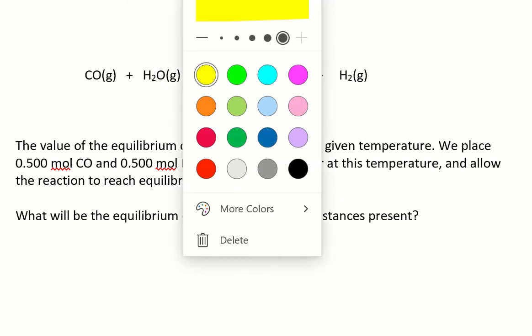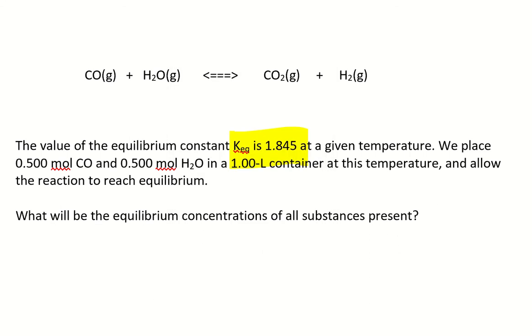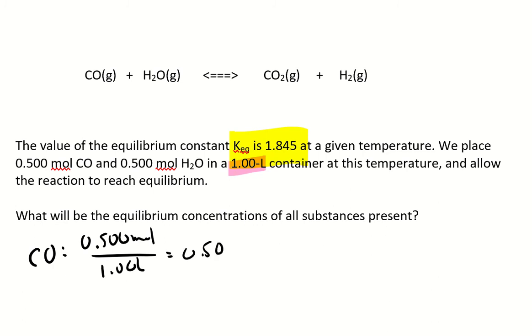The first thing I'd like to do here is figure out what our concentrations are. And it's given us that we're in a 1 liter container, which makes it really convenient because that's going to mean that the amount of moles we have is also the molarity. For example, with carbon monoxide, 0.500 moles divided by 1 liter gives us 0.500 molar. And the same thing with H2O. We have a 0.500 molar H2O concentration.